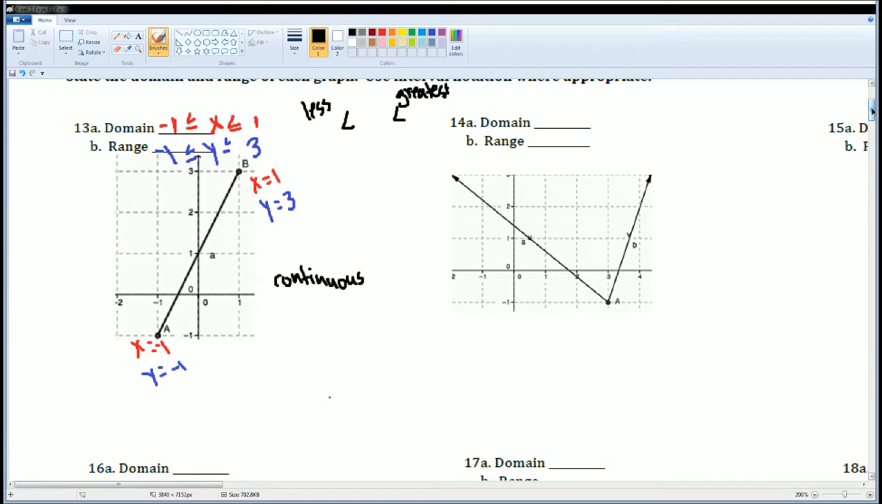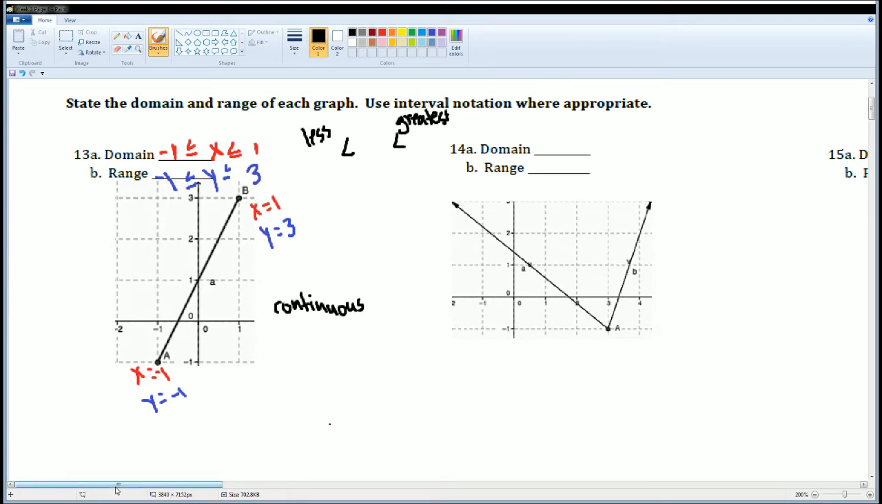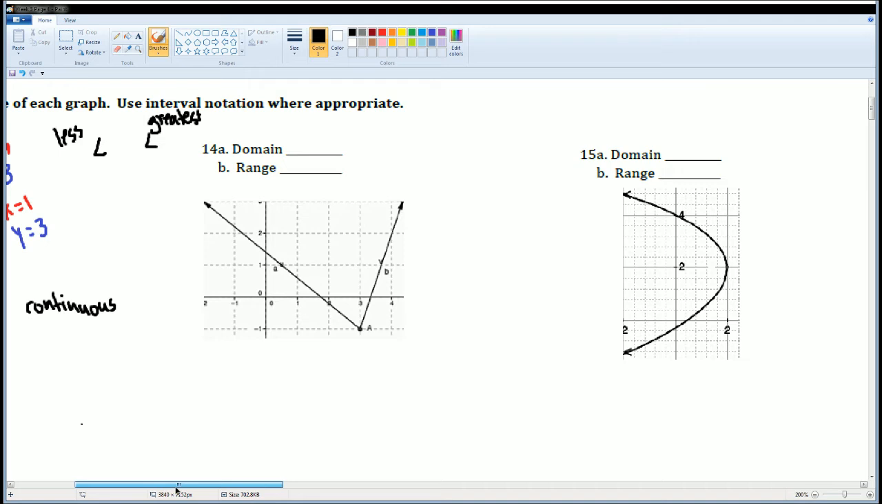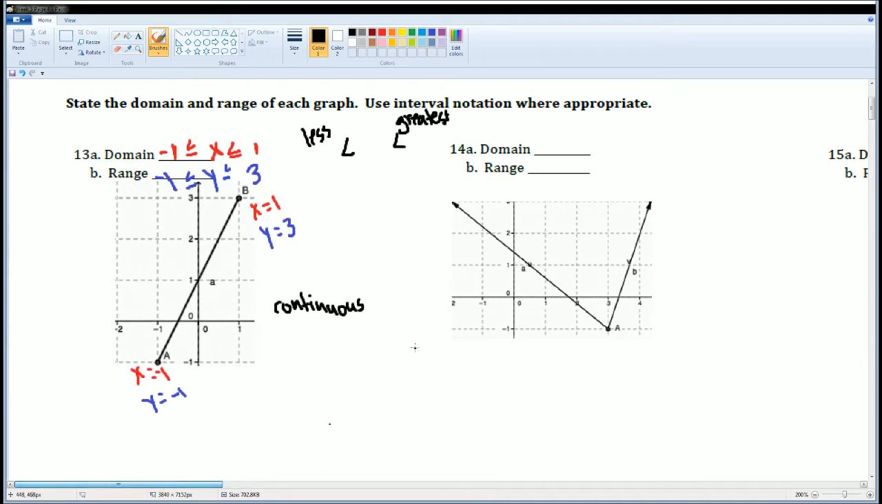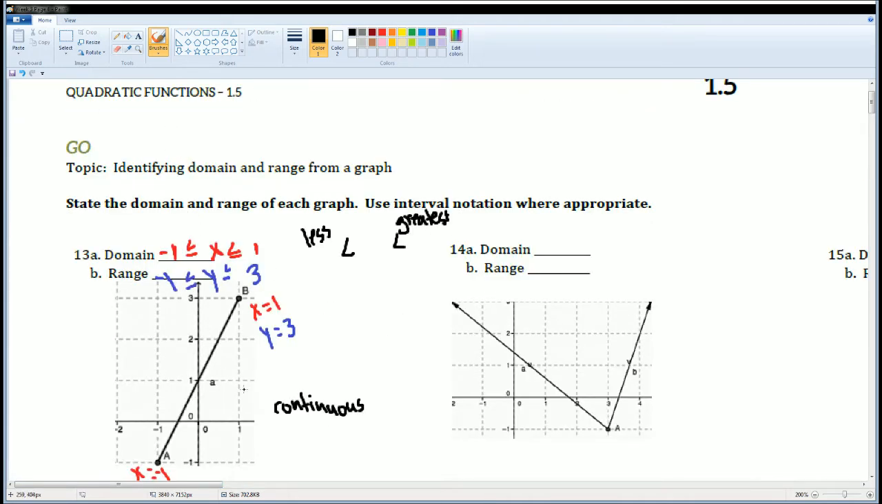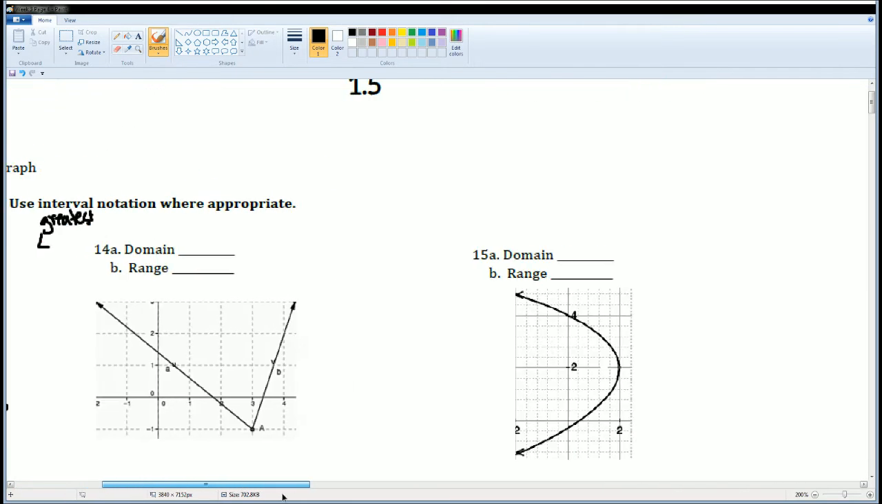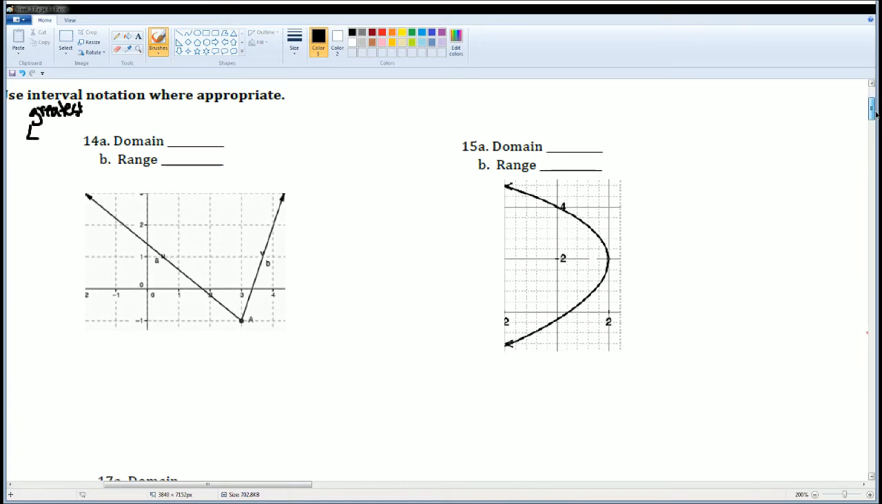Let's go here. Interesting, this is very interesting. Let me read the question again. Something seems off. They just want the domain and range. All right, let's take a look here.